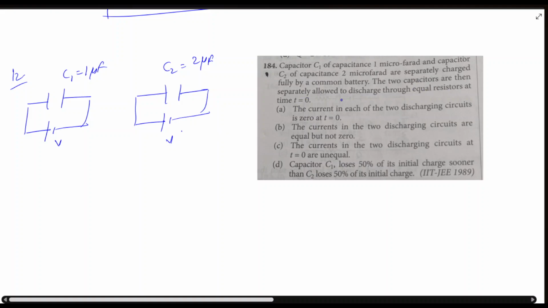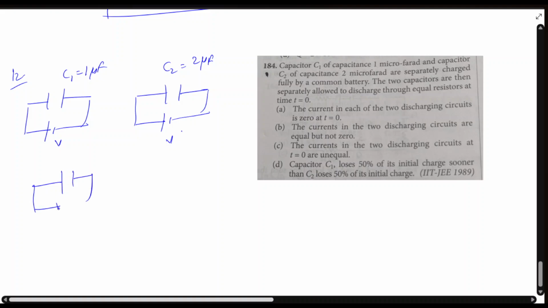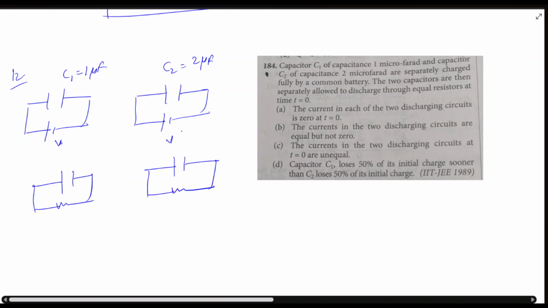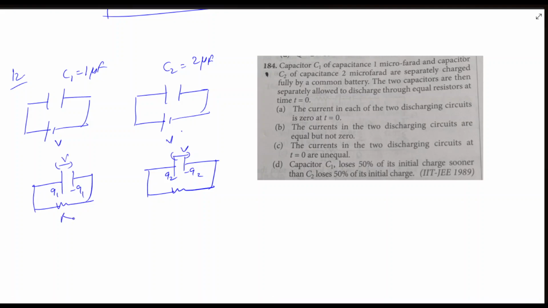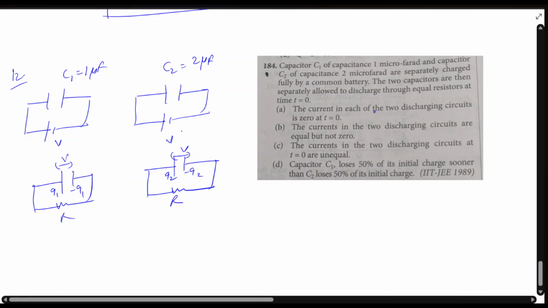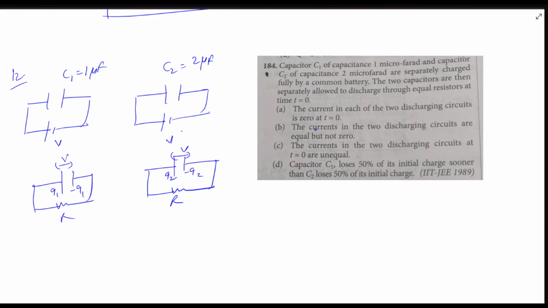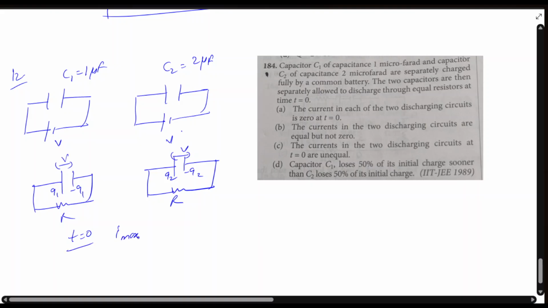The two capacitors are then separated and allowed to discharge through equal resistors. So now these capacitors are connected with the resistance. Now what will be happening here is the potential is the same V, both have the same potential, but here it will be Q1 and here it will be Q2 charge. And the resistance is also the same. The current in each of the two discharging circuits is 0 at t equal to 0? So at t equal to 0, current will be maximum.